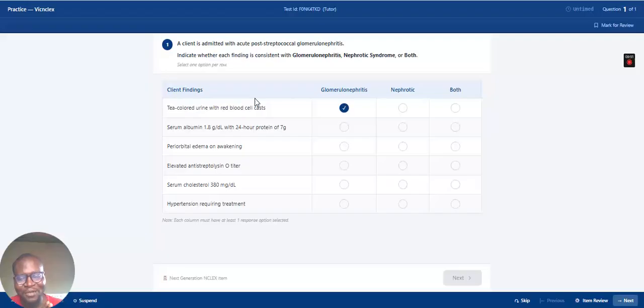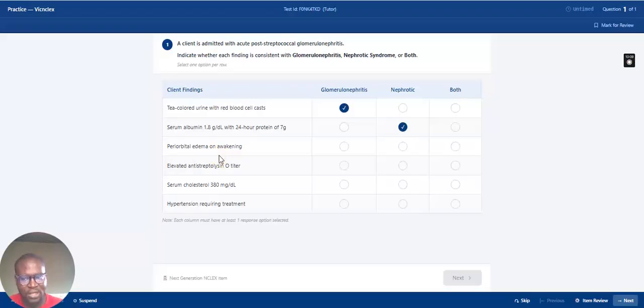So what is happening in nephrotic syndrome? That BP can be normal or they will have hypotension. So I want you to take note. So serum albumin of 1.8 with 24-hour protein of 7 grams is low, right? So this is peculiar to what? Nephrotic syndrome.